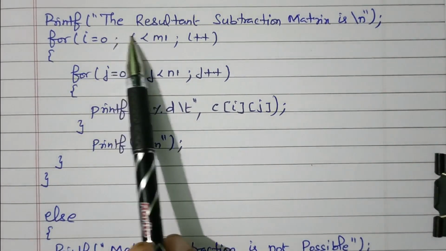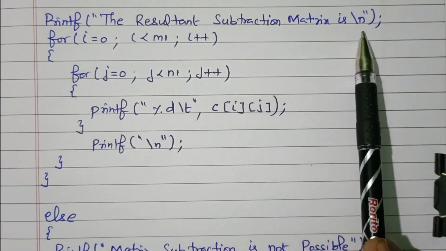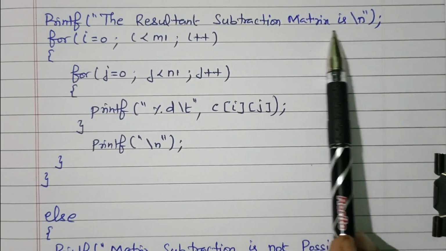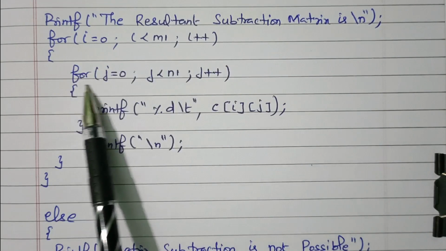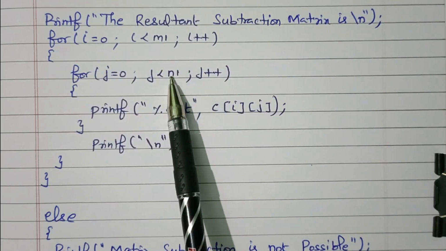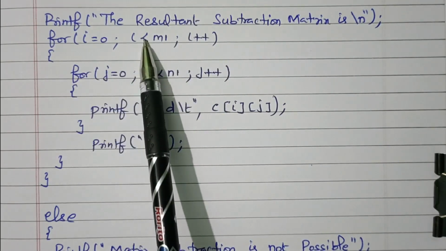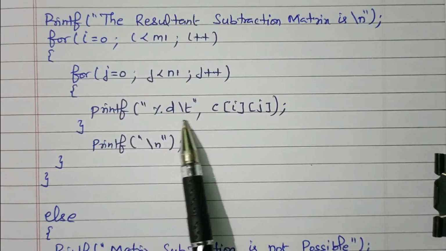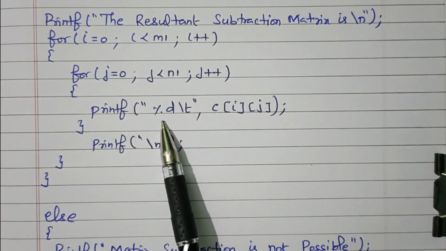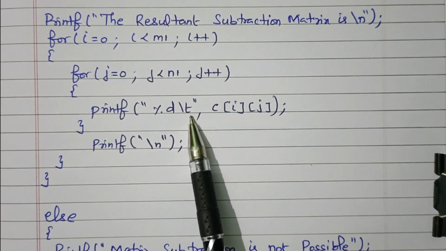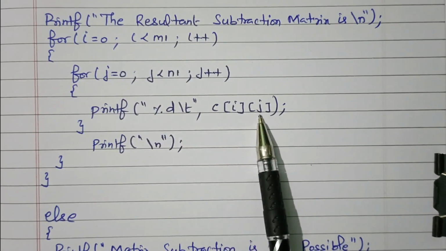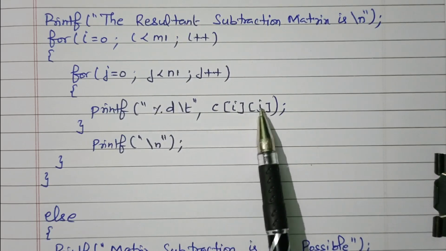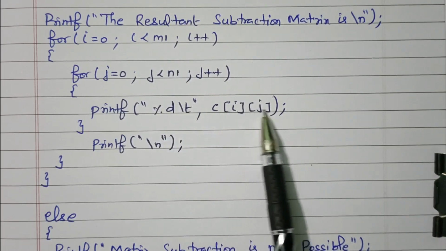So printf of the resultant subtraction matrix is \n. What is this \n? After printing, it will go to the next line. So while printing also we need to open 2 for loops. Here m1 and n1 are used. So first is 0 0. printf of %d \t. What is this? After printing the first element, a tab will be given. Some space will be given. So it will print C of 0 0. Then it will go to 0 1, 0 2, with the tab, it will print.